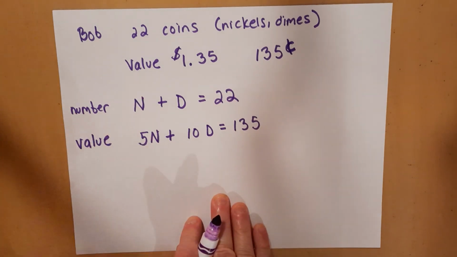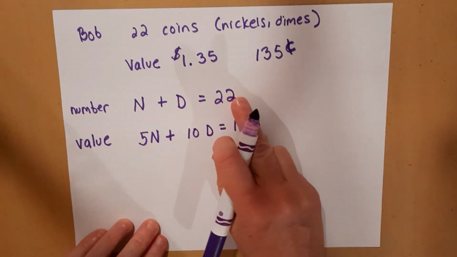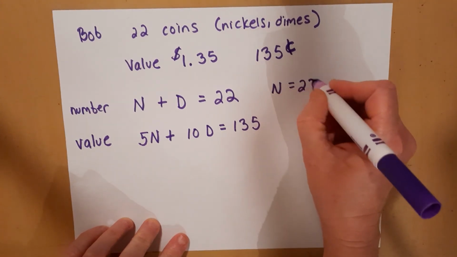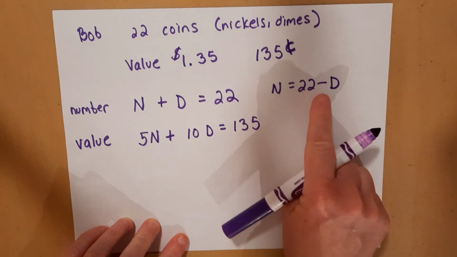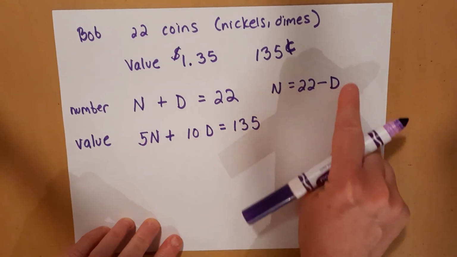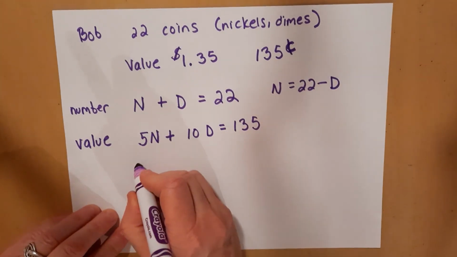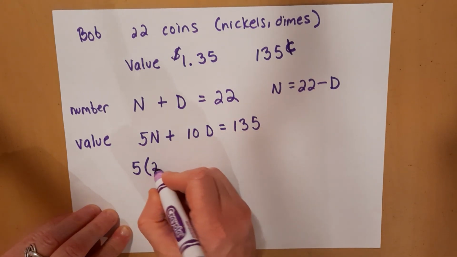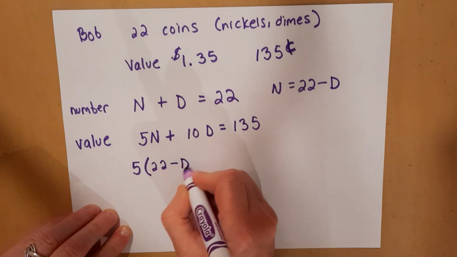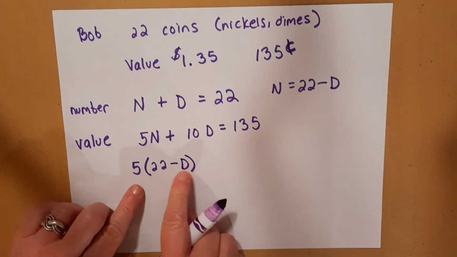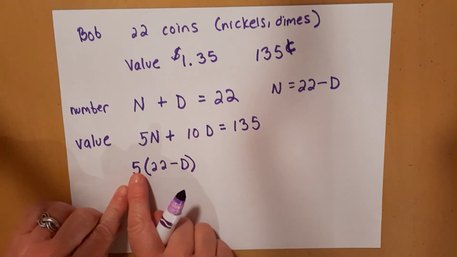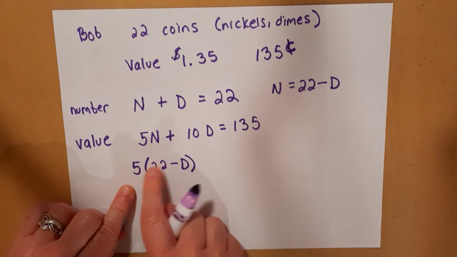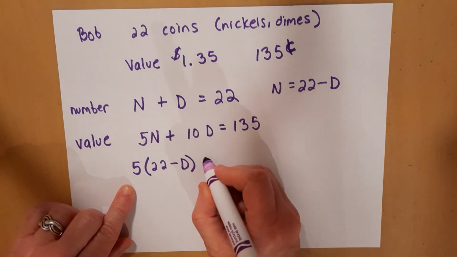And now that we have the two equations, we can solve this top one for N. Now N would equal 22 minus D. Now, every place we see N in this equation, we're going to replace it with 22 minus D. Use your parentheses so that you remember to do the distributive property and get the entire correct answer. If you don't use the parentheses, some students would just multiply 5 by 22 and then subtract D, and that's not correct. We need to distribute the 5 to the 22 and the D.